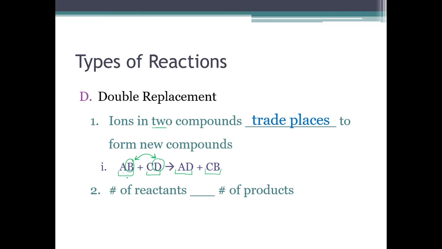Notice that the elements that were in the front, A and C, are still in the front, A and C. The elements that were in the back, B and D, are still in the back, B and D. Just keep that in mind. And just like the single replacement, the number of reactants we started with is exactly the same as the number of products that we're going to end with. All we're doing is trading places with 2 things.